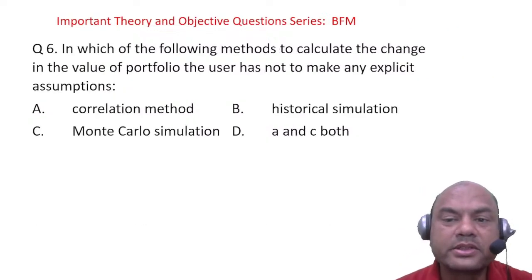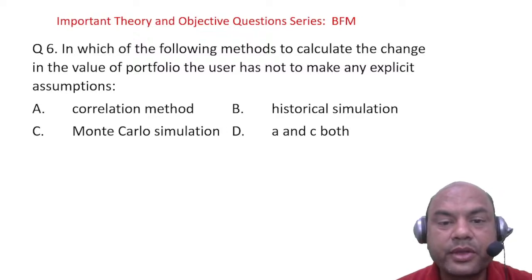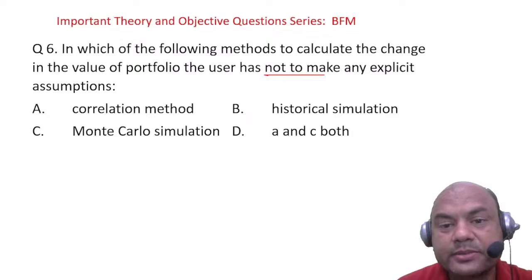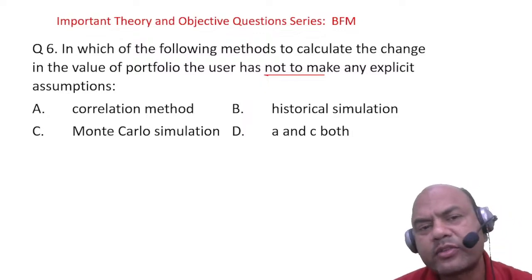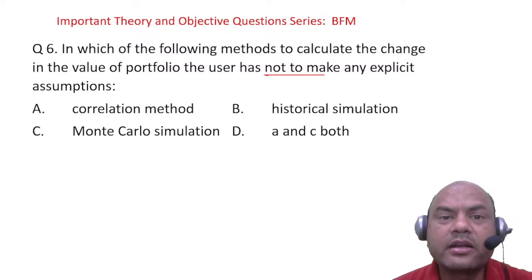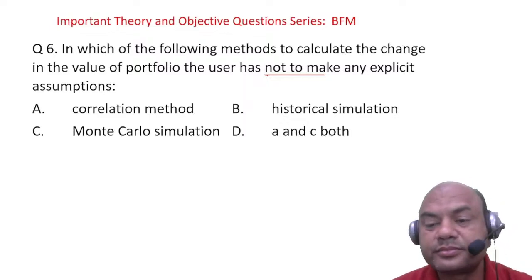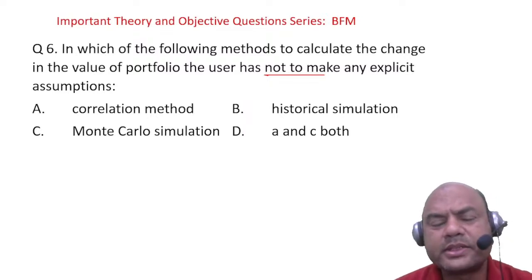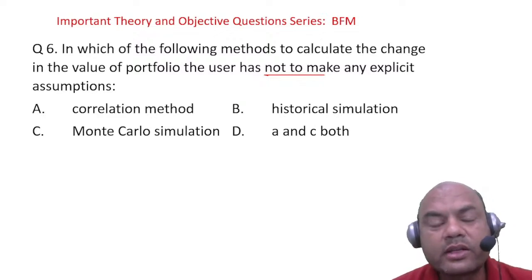In which of the following methods to calculate the change in the value of the portfolio does the user not have to make any explicit assumptions? Remember, not to make any assumptions. No assumption is required means that whatever are the facts, use them directly. Think of it now. The answer is very easy in this, and I give you the hint also: whatever are the facts, use them.